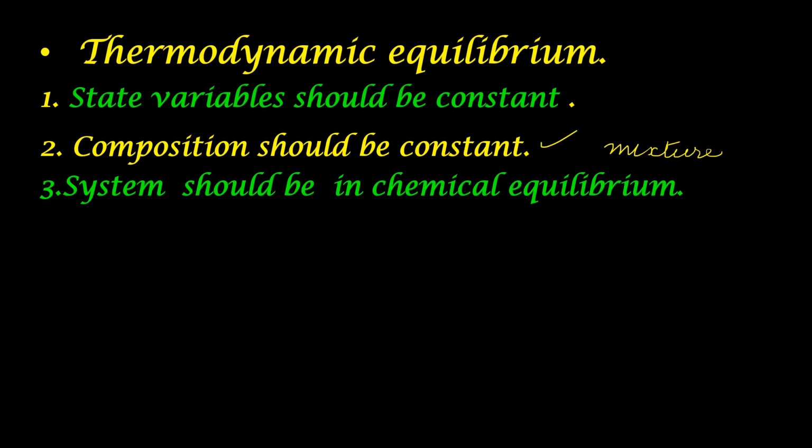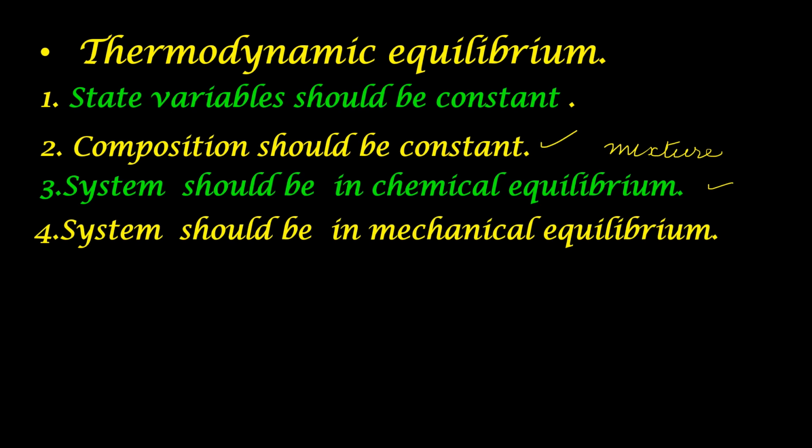Now let us see the third point. The system should be in chemical equilibrium. If a reaction is taking place in the system, then the rate of the forward reaction should be equal to the rate of the backward reaction. And the concentration of the equilibrium mixture should remain the same. It should not change. That is, the amount of products and reactants present in the system should be constant. That is the meaning of this.